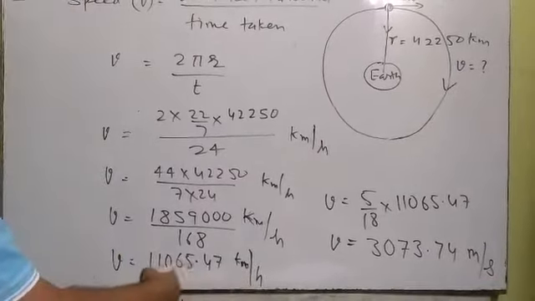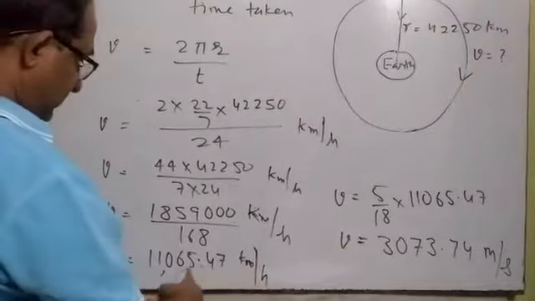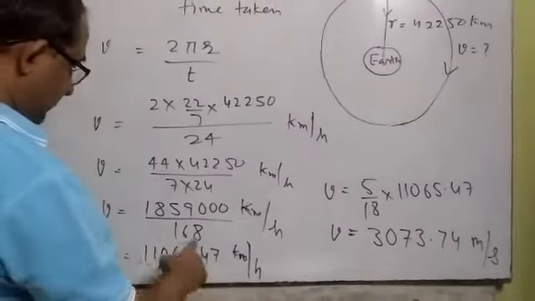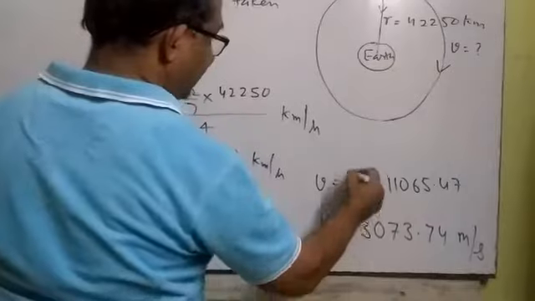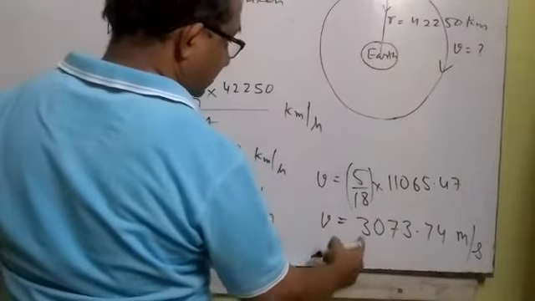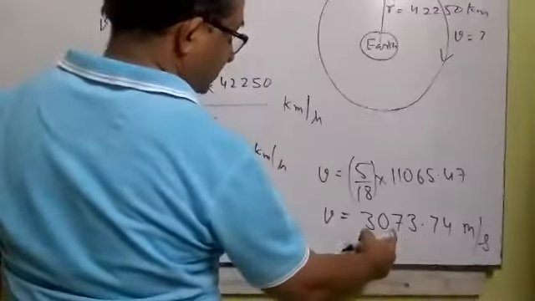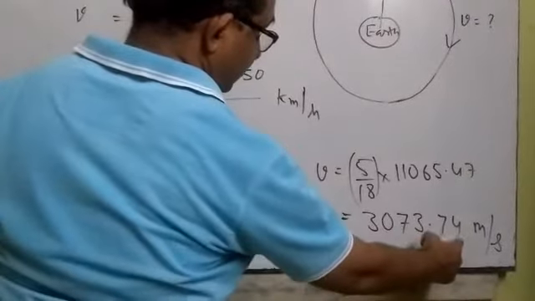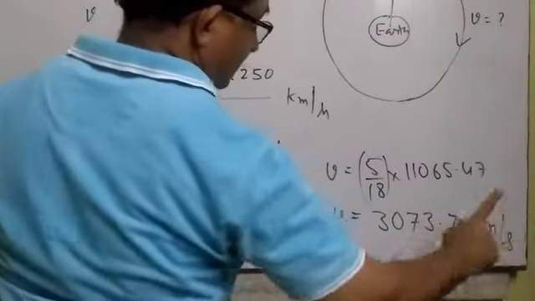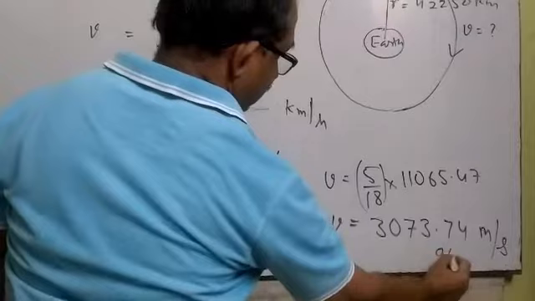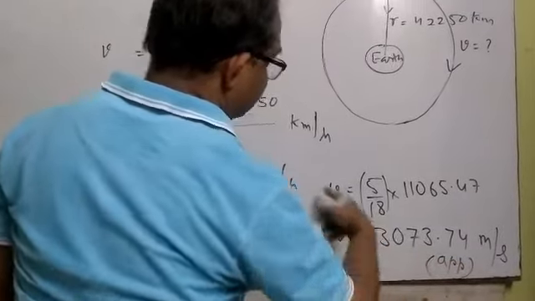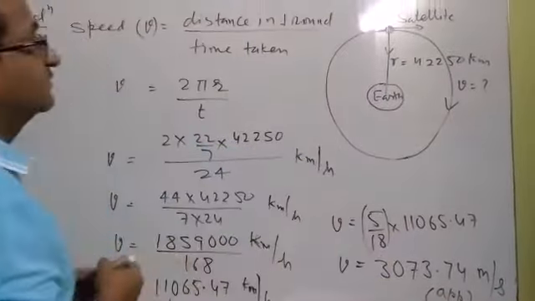But we can convert the answer into meter per second. Just multiply this speed in kilometer per hour by 5 by 18, and you will get the result 3073.74 something meter per second approximately. So this is the approximate speed of the satellite which revolves around the Earth.